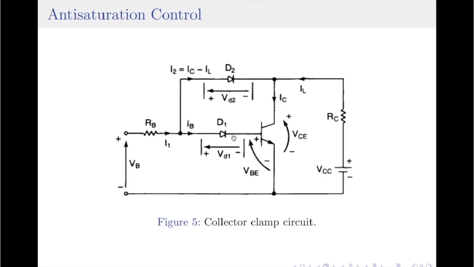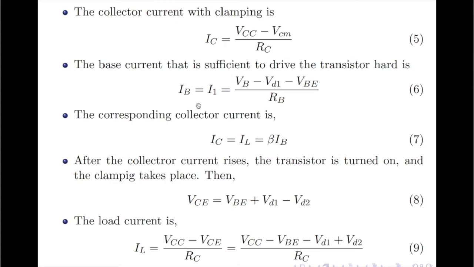The base current IB, which is sufficient to drive the transistor into hard saturation, can be obtained by applying KVL to the base emitter loop. Therefore, the base current IB will be equal to current I1, and this can be obtained by applying KVL to the base emitter loop. So, IB is given by the equation VB minus VD1 minus VBE divided by RB.